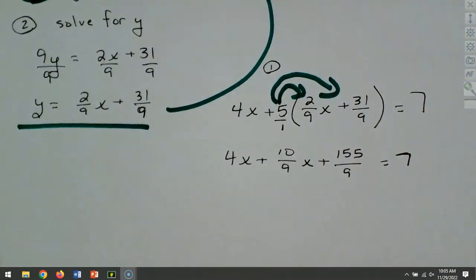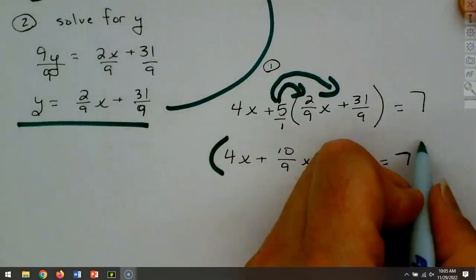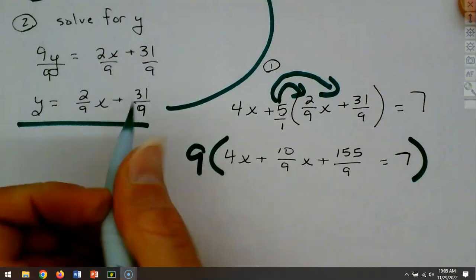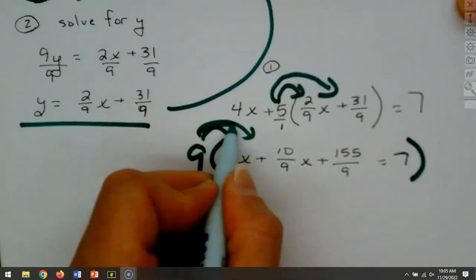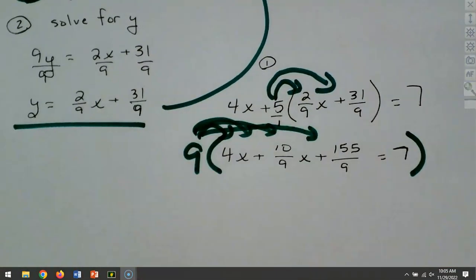We've done a lot of these. What do we have in our denominator? We have a 9. So how do we clear our fractions? Multiply everything by 9. Clear all of those out, and we're on our way to solving. So go ahead and multiply through by 9.